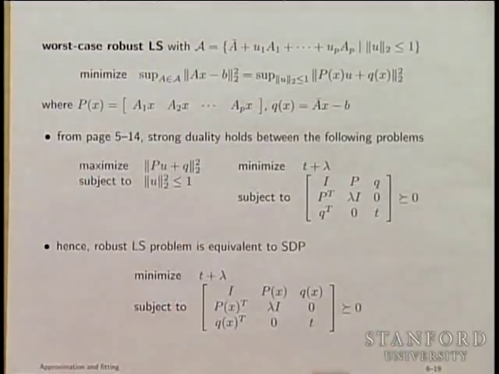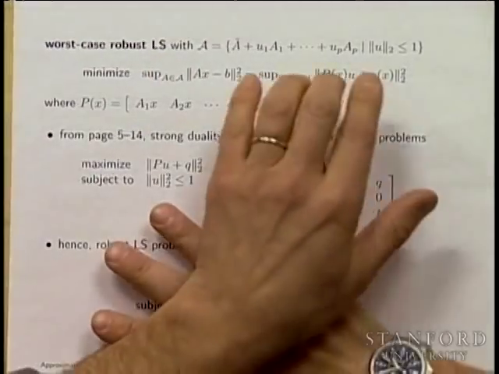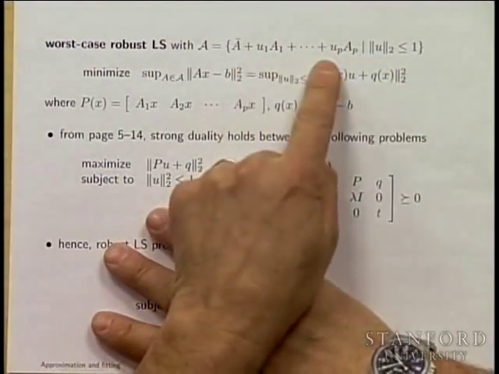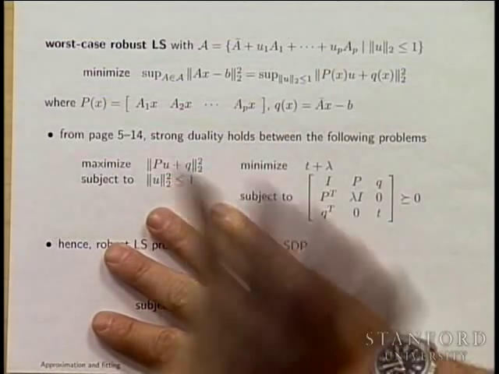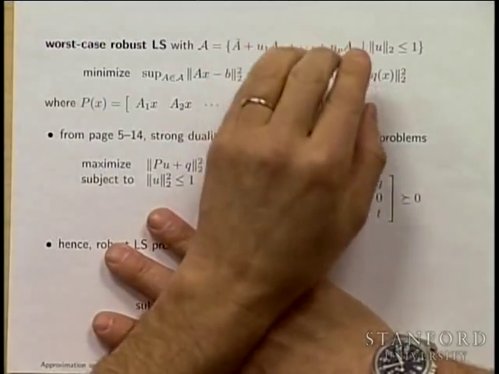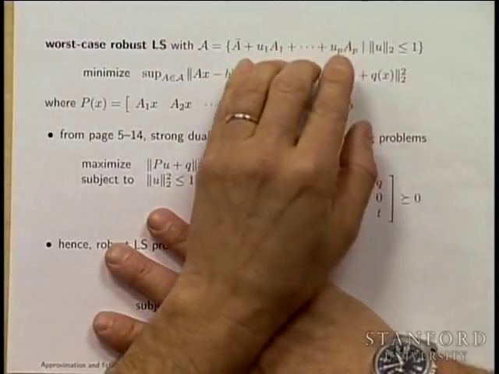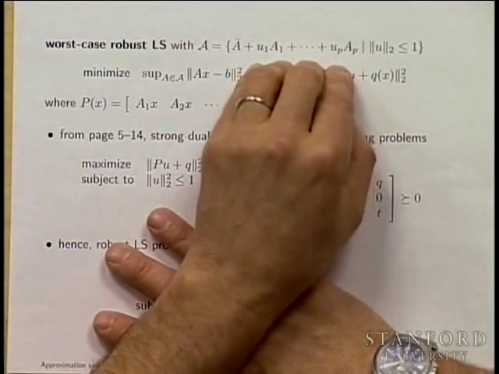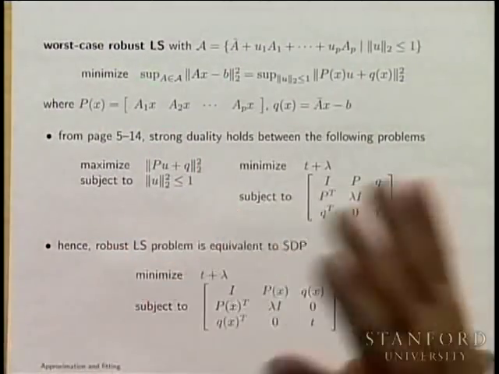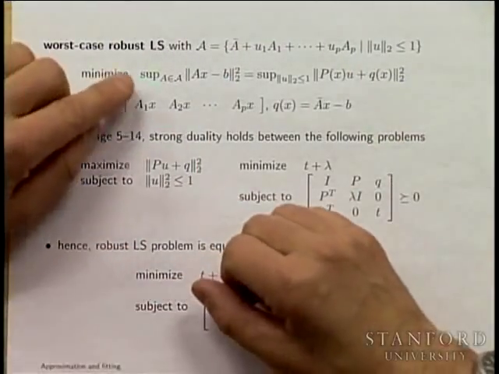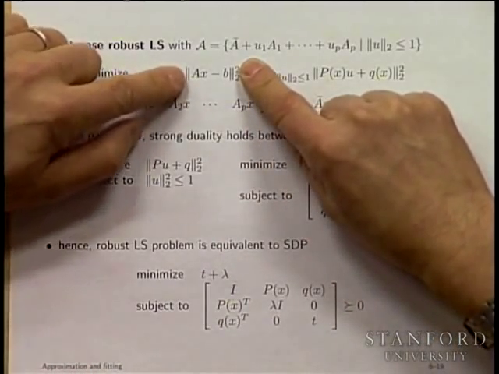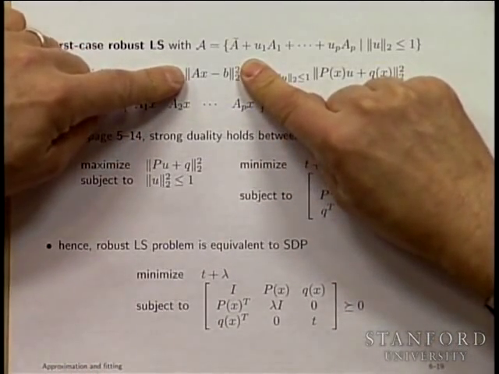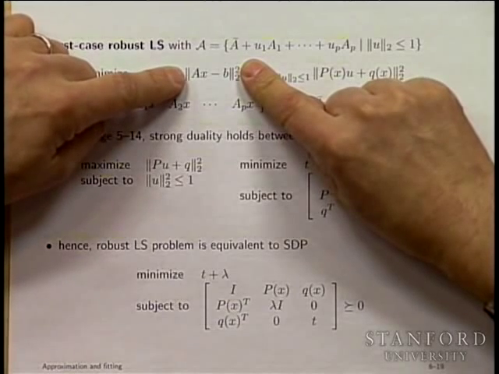So let's do worst case robust least squares. What we're going to have is an ellipsoid of matrices A. By the way, there's lots of these variations. We have one queued up on a homework for you. We're going to do robust least squares, except the way it's going to work is this: you're judged by the following. In ordinary least squares, you say the cost is norm AX minus B squared.